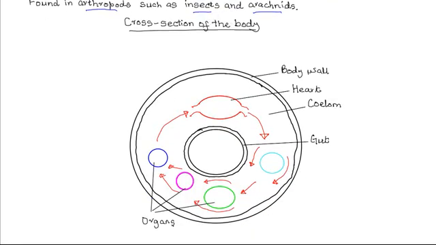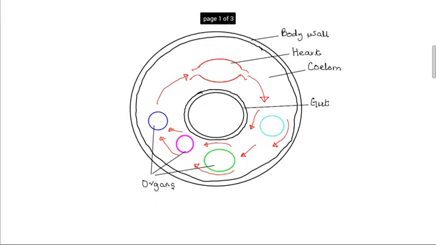Now, if you look at the cross-section of the body of an arthropod, you can see how this open circulatory system looks. So here, this is the body wall, and then we have the gut. Between the body wall and the gut, that is the alimentary canal, there are organs: the heart and internal organs. The spaces within the body and in between the organs is what is known as the coelom. So it is this fluid-filled coelom that becomes the hemocoel.